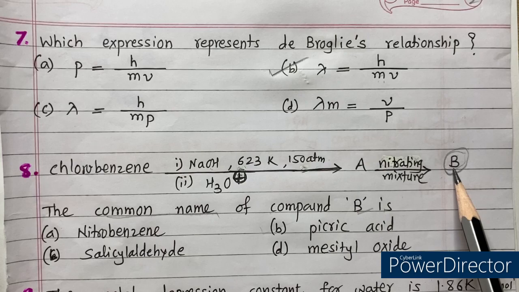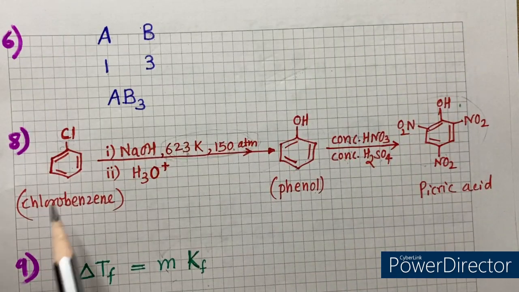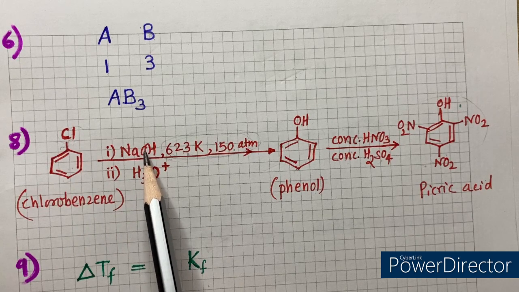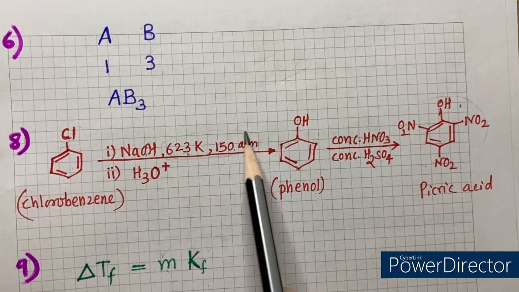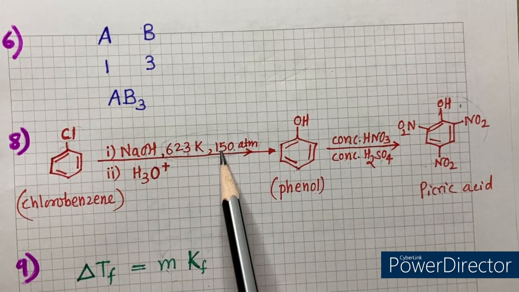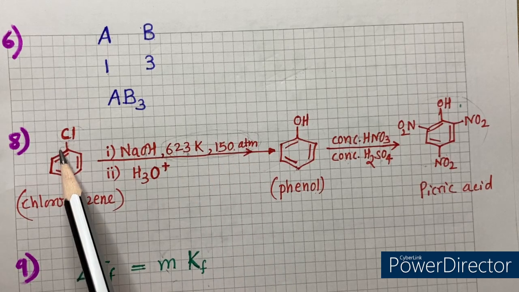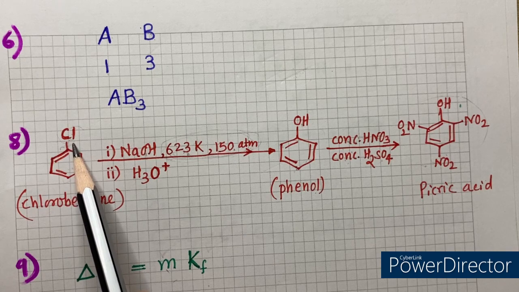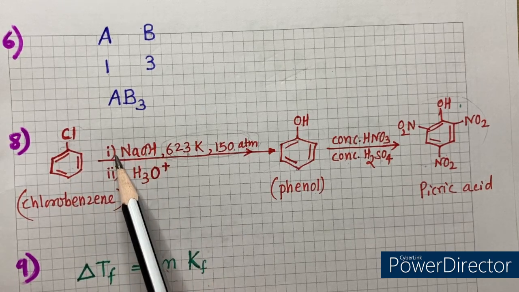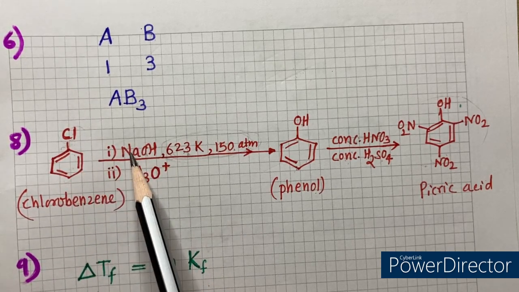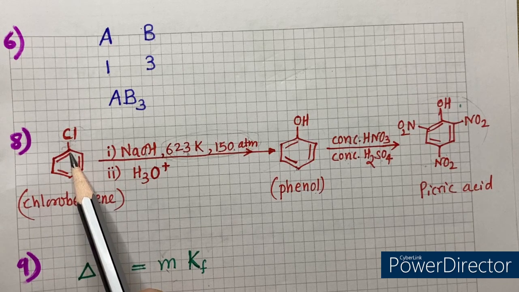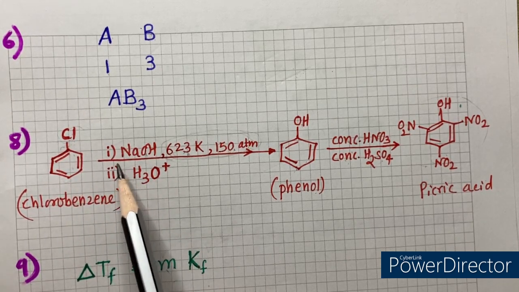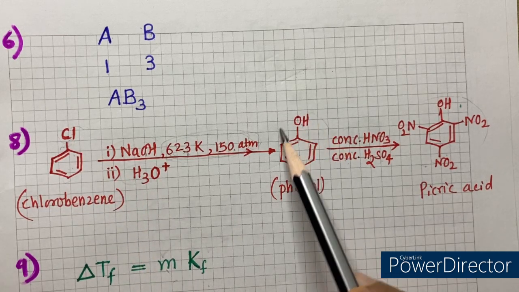See here, the same sequence of reactions: chlorobenzene reacts with alkali under drastic conditions, that is high temperature and high pressure. Therefore, this bond breaks, nucleophilic substitution takes place, and since the medium is alkaline, first sodium phenoxide is formed. Now, in the second step, hydrolysis gives phenol.